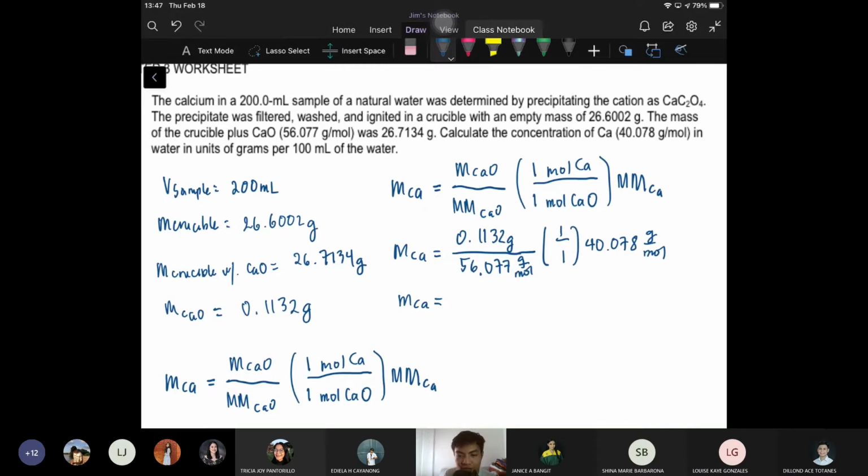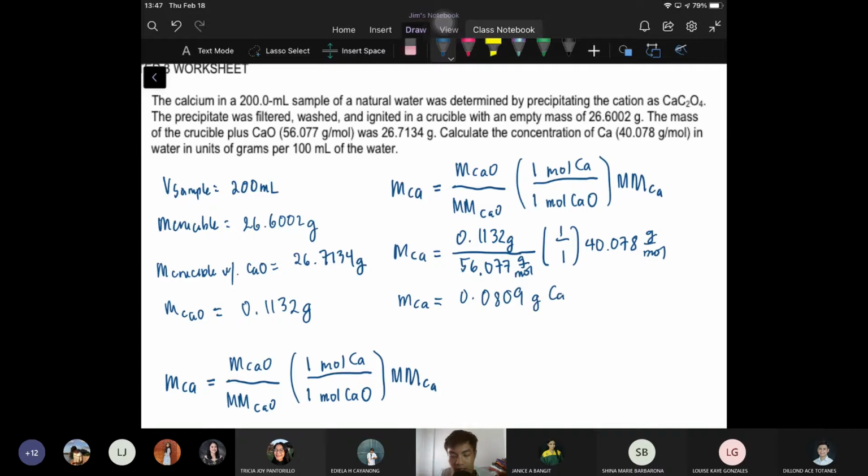Okay. So 4 decimal places tayo, no? Typical 'yon kapag gravimetry. Kapag mass, 4 decimal places. Pag percent, 2 decimal places. So ganun yung usual process sa gravimetry. Okay? So the mass of calcium will be 0.0809 grams of calcium. Okay.